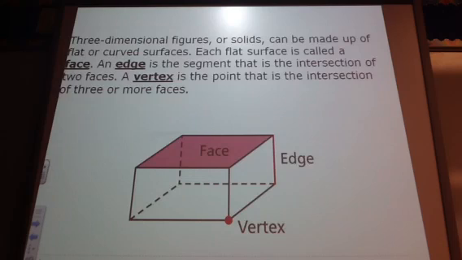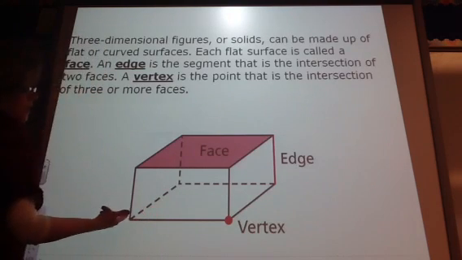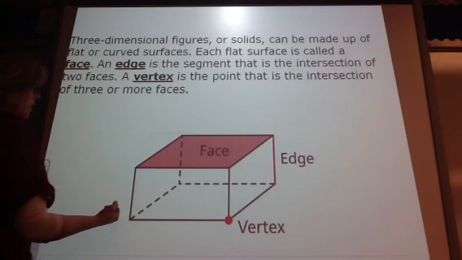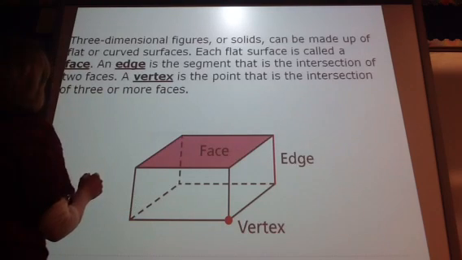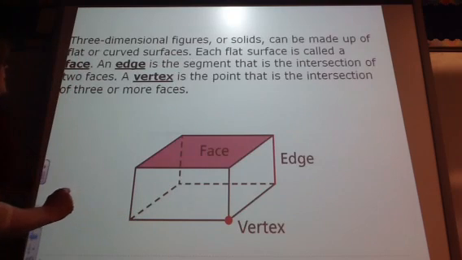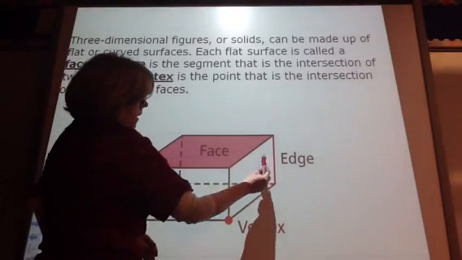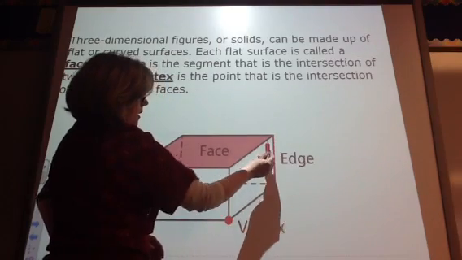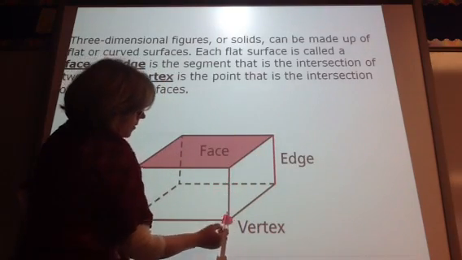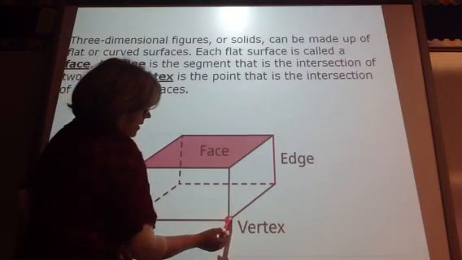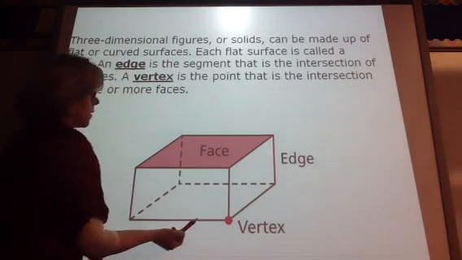Okay, three-dimensional figures or solids can be made up of flat or curved surfaces. Each flat surface is called a face. So when you have this rectangular prism, it could look like a cube, not telling you it's a cube because you can't prove that here, but each side is a face. An edge is the segment that is the intersection of the two faces. Okay? So we have a face here and we have a face here. Here's an edge between these two faces. Here's an edge between these two faces. Here's an edge between the side face and the bottom face.